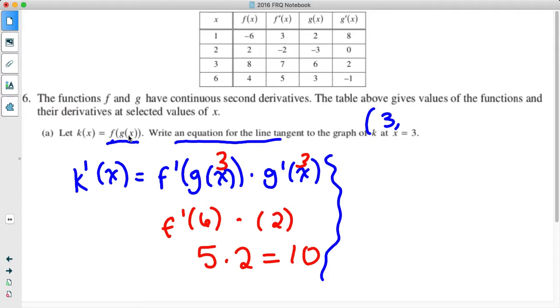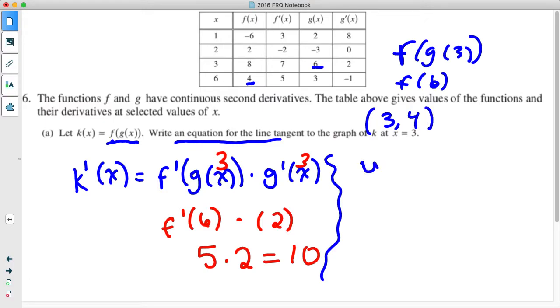we plug 3 in. So we're looking for f of g of 3. This is what k is defined by. So g of 3, again, g of 3 is 6. So now I'm looking for f of 6. And over here, f of 6 is 4. So that means I have the point 3, 4.